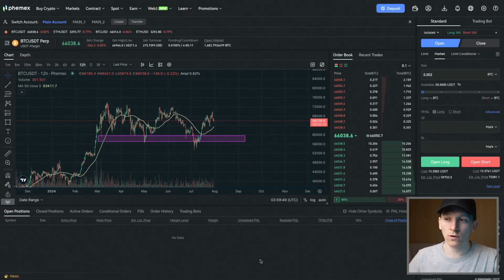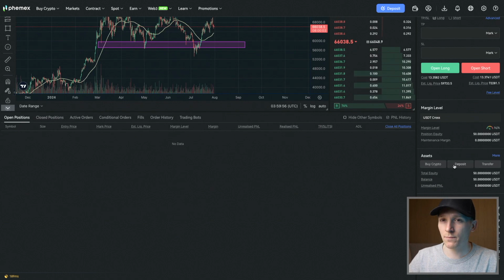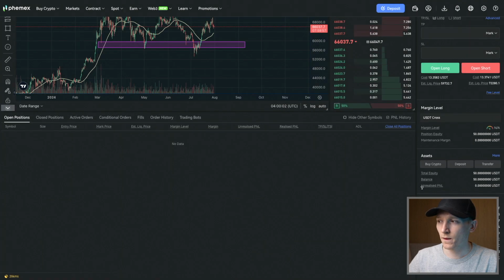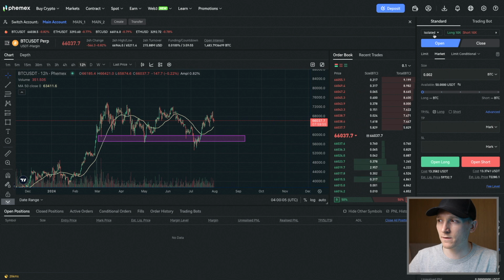Now that you've decided which type of collateral you want to use and put into your contract account, we can now choose how to fund each of our trading positions. If you want to transfer capital over, you can see assets here, press transfer. You can put any assets from your spot account into your contract, so just switch them over. And then up at the top, it says isolated or cross.